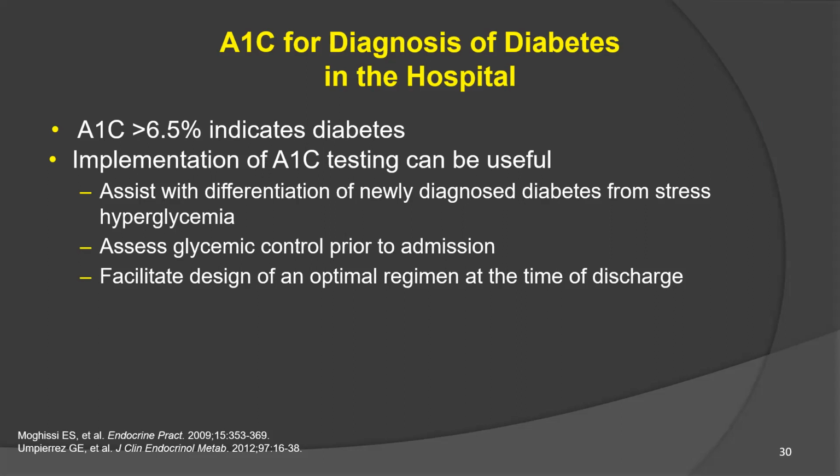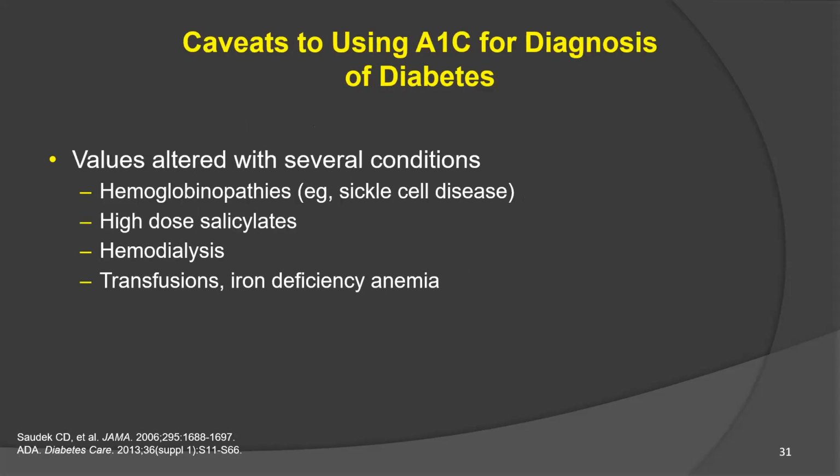Okay, now you may say that the previous A1C was not very good. Now patient is going back home. So let's give him a good treatment regime rather than what he was taking before. But there are certain caveats to using A1C alone for diagnosis of diabetes. Values can be altered with several conditions like hemoglobinopathies, for example, sickle cell disease, high dose salicylates, hemodialysis, transfusions, iron deficiency anemia. So these conditions can give you a false picture of A1C, which can be high or low depending.